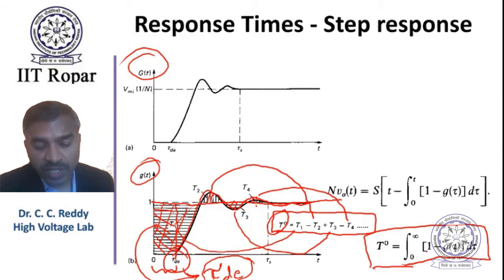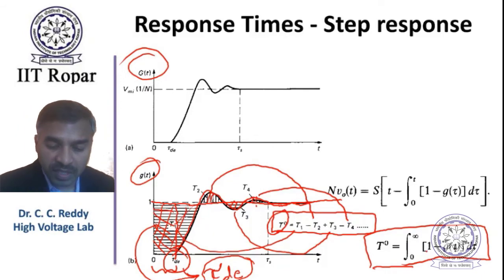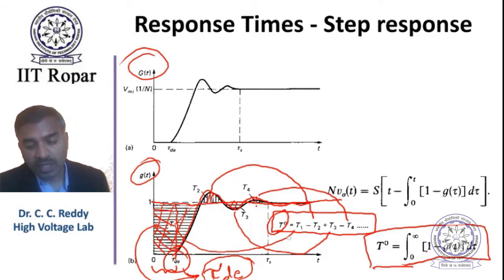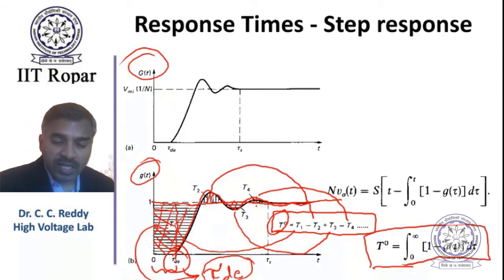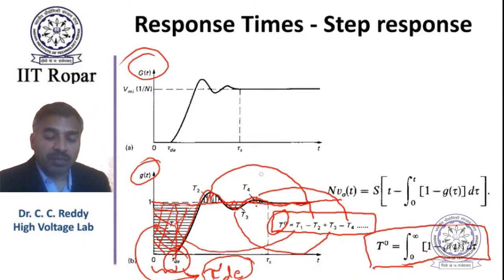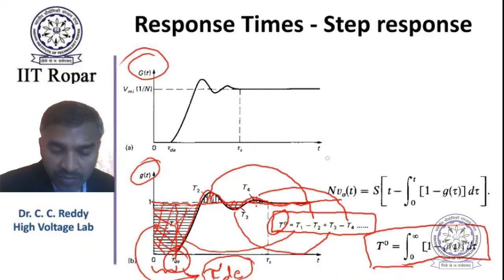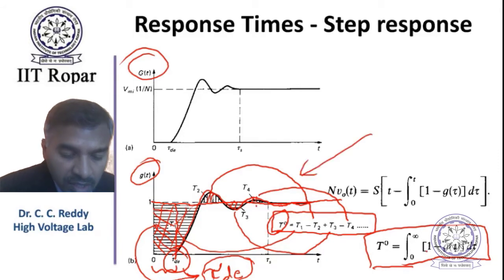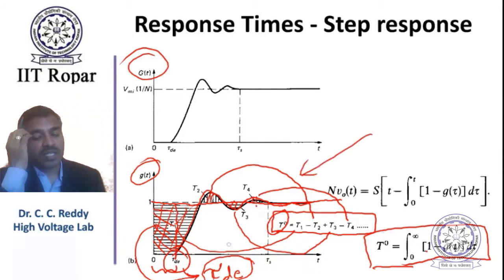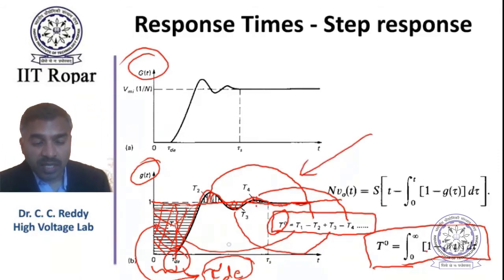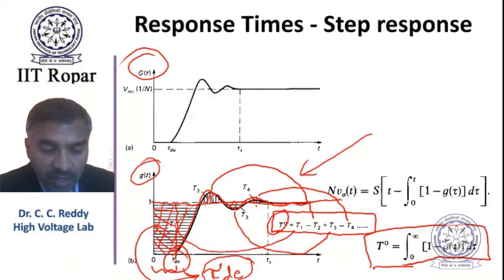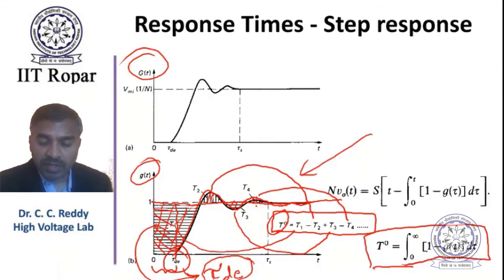T naught equals T1 minus T2 plus T3 minus T4, like that. This series continues until you observe something. So this quantity, this step response, can be practically measured. Of course, there are limitations, but yet you can obtain this quantity, T naught, experimentally. So that is one advantage of this system.